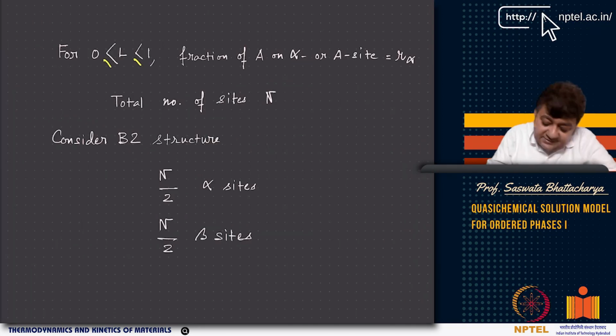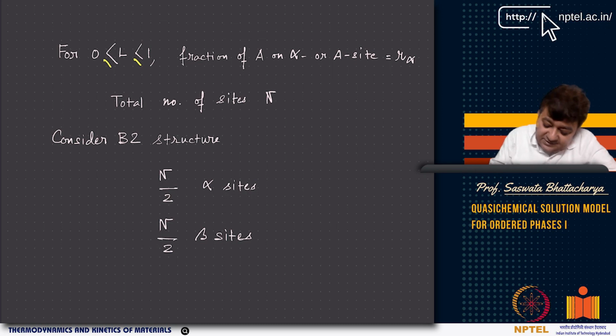Now in such a case, for this range, L can be between 0 and 1, right? It can be equal to 0, which gives perfect disorder or complete disorder. Equal to 1, the equality tells complete order. So basically for this range from 0 to 1, the fraction of A on alpha site or A site will always be denoted by R alpha, right? And let us consider total number of sites to be n. These are like the lattice sites, right?